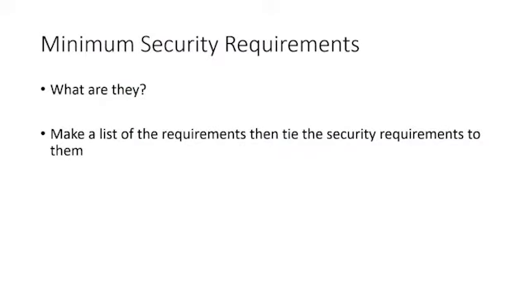But what's the minimum? What is that baseline that we could set? Again, that's up to you, and it's going to be up to your organization. So what we want to do is make a list of the requirements of what's required and then tie the security requirements to them. So see what the minimum is, see what our security requirements are, and tie those two things together. And that should give us at least the minimum security requirements. Hopefully we're going above and beyond that. Depends on your minimum security requirements, I guess.